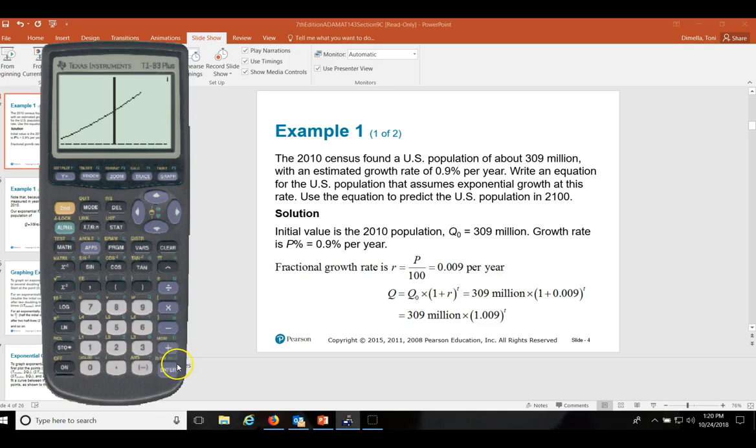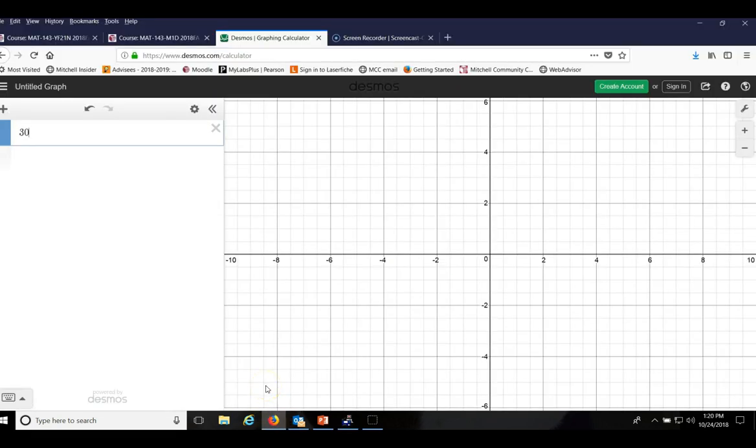If you still want to use technology, really a better choice might be to use Desmos. Desmos is an online graphing calculator that will be helpful with your lab for this section. And you can type in 309 times 1.009, and to get it to be in an exponent, use the caret key, which is Shift 6, and then you put in your x, and then I'm going to push this out a little bit and hit equals, and I'll put a y in here.